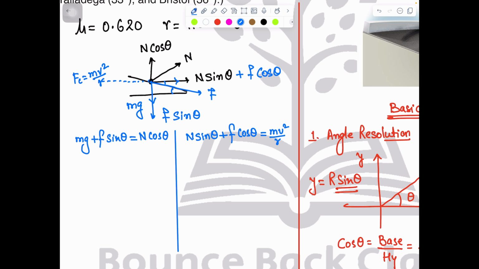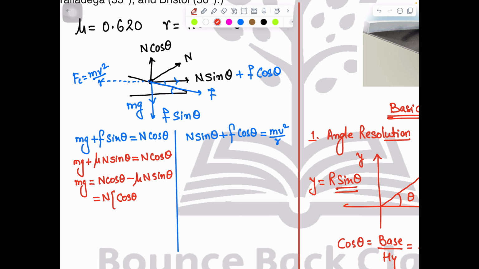Clear? Okay, friction, we already know, it is mu n. Okay, solve it. So mg plus mu times n sine of theta is equal to n cos theta. Okay, take n to one side. Take n to one side so that we can solve them. Okay, you understand this thing? Okay, so mg is equal to n cos theta minus mu n sine of theta. Take n common.